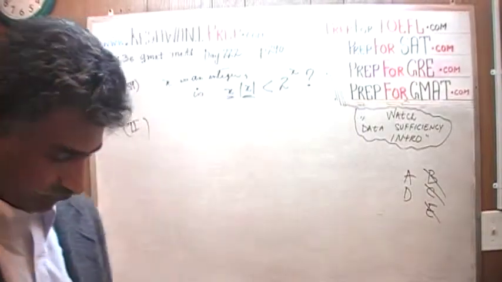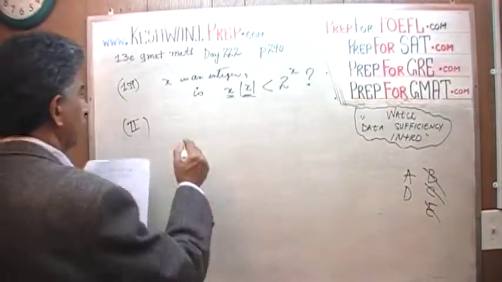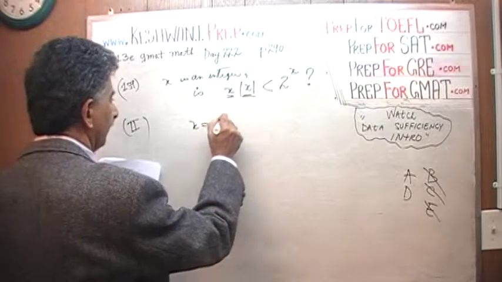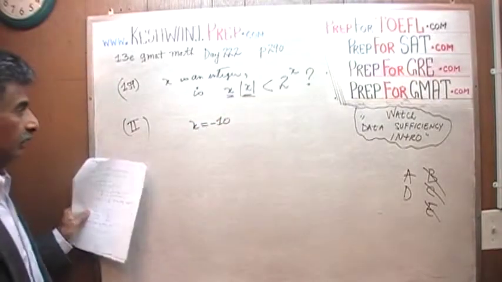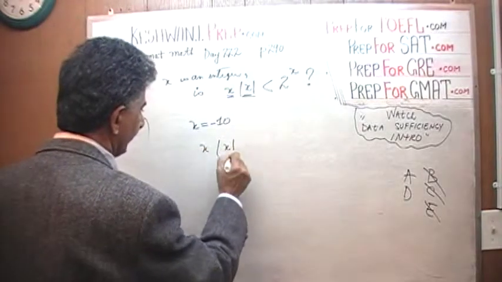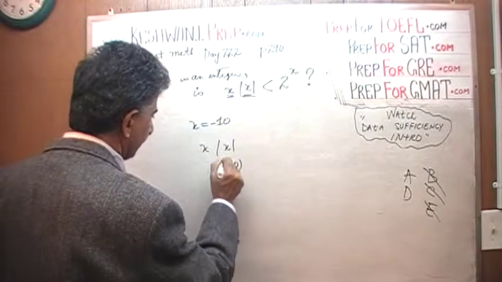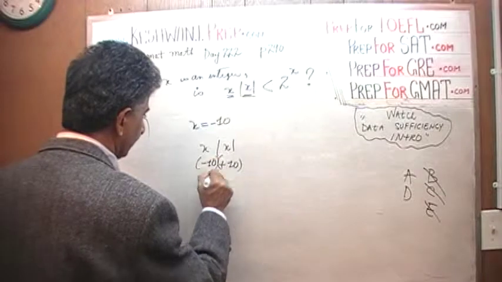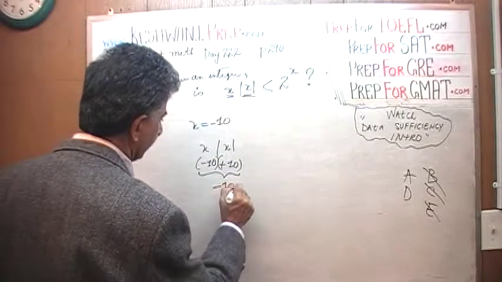Yeah, x is negative 10. They actually give you the precise value of x, so that makes it easy. So it's x times absolute value of x. This is positive 10. This is going to be negative 10. So this quantity we know is negative 100. That makes our life much easier.